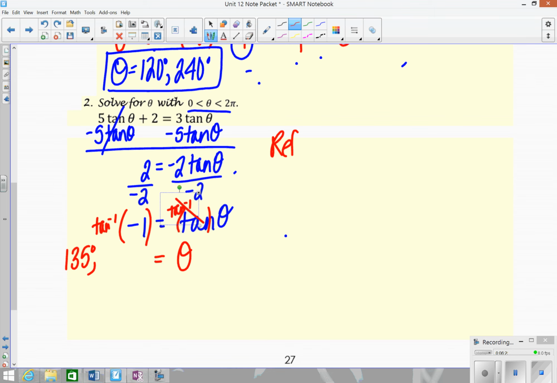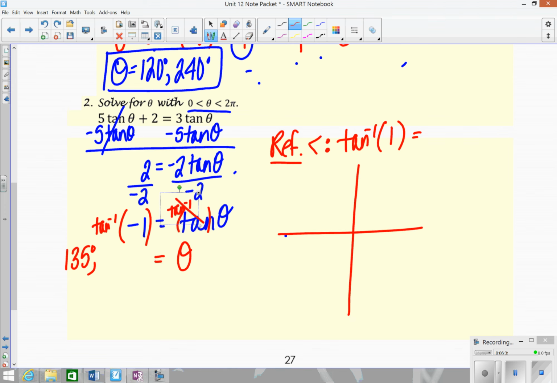So if you want to find the reference angle for this, you just don't put the negative in. So you would just do tan inverse of 1. So when you do that, you should get out 45. So tan of 45 is going to equal 1. That's what it's saying. Also keep in mind, you could have just gotten that from that chart.